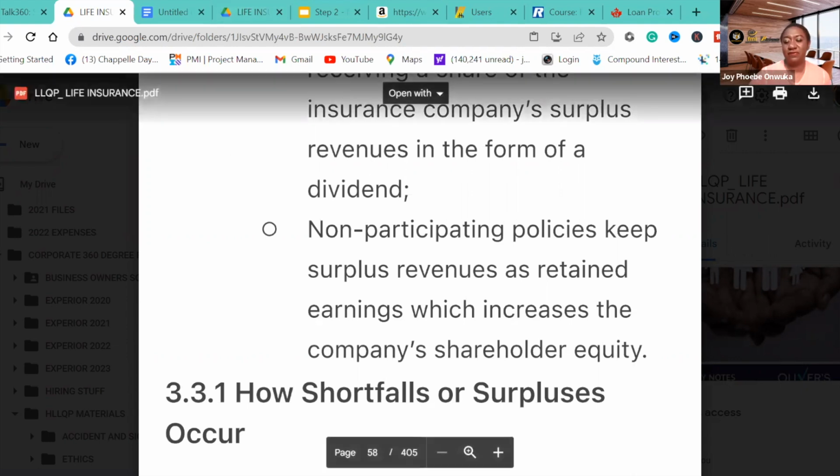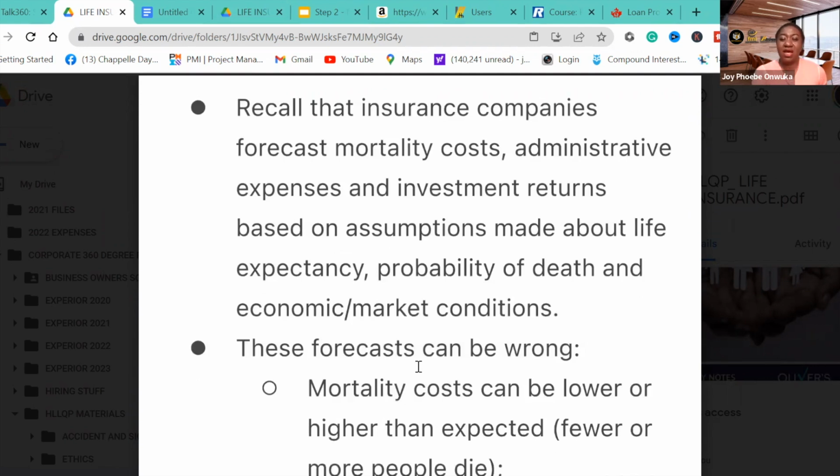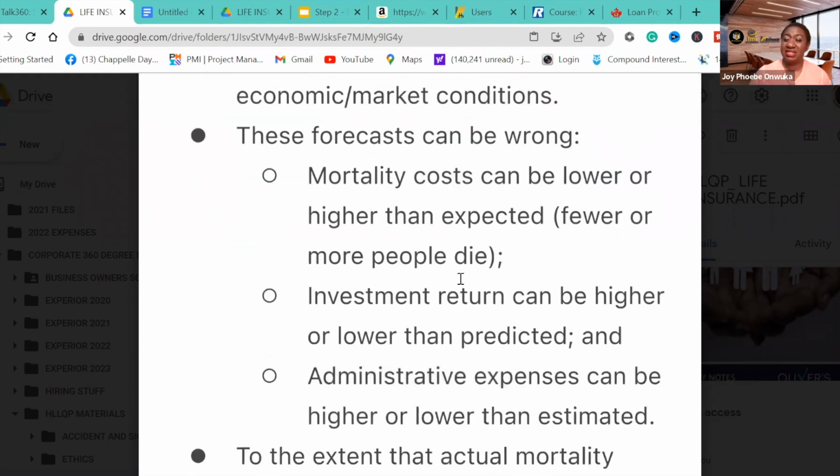Okay, now how does a shortfall or surplus occur? This shortfall or surplus that results in this dividend, how do they occur? Recall that insurance companies forecast mortality costs, administrative expenses, and investment returns based on assumptions made about life expectancy, probability of death, and economic market conditions. So these forecasts can be wrong, right? Mortality costs can be lower or higher than expected. Fewer or more people may die, right? For example, all the mortality cost forecasts for 2020 to 2021, I'm 100% sure will go out the window. Why? Because of COVID-19, right?